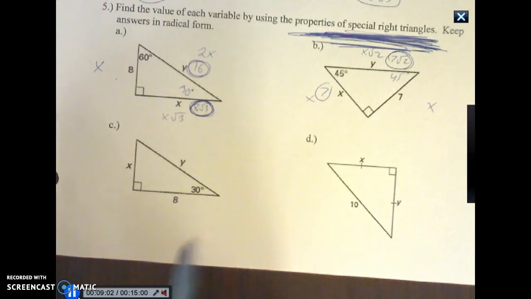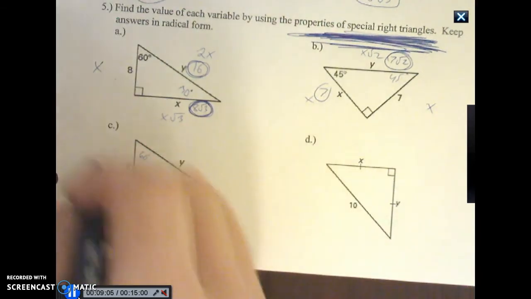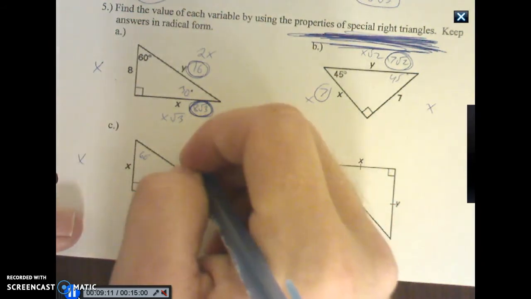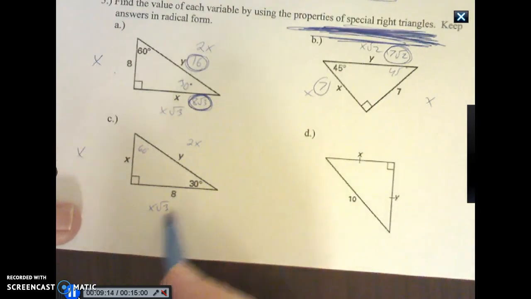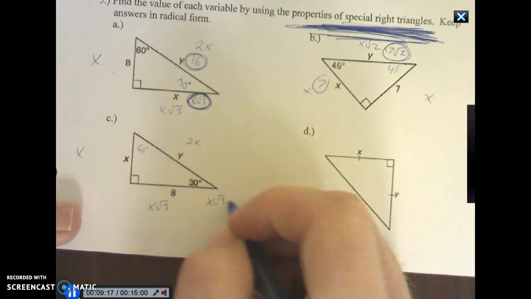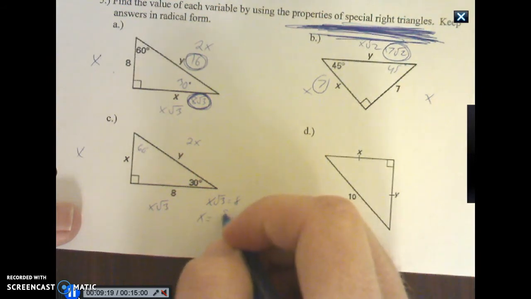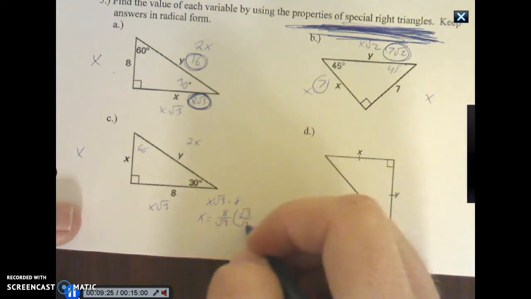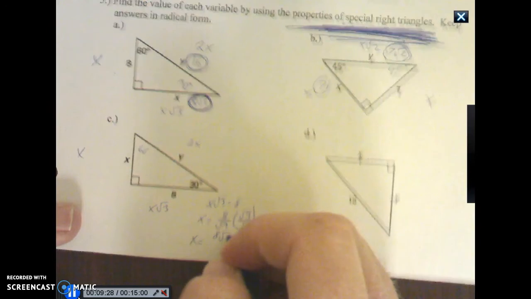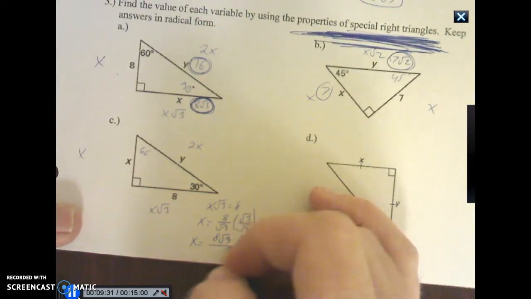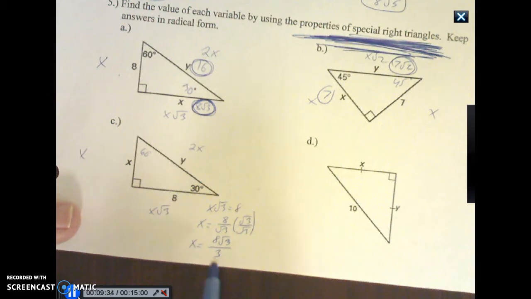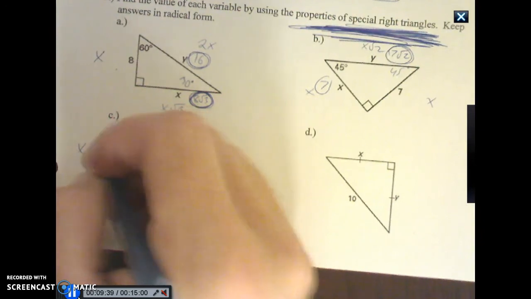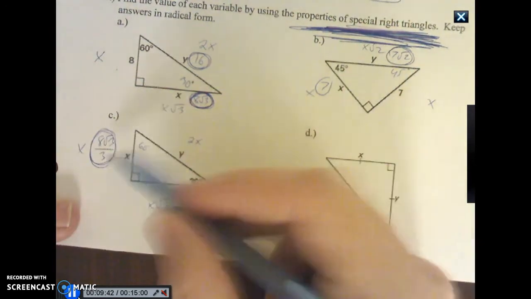Pardon me again. Alright, these are a little bit harder ones. Across from 30 you put x. Across from 60 you put x root 3. Across from 90 you put 2x. Alright, the only thing I can work with is x root 3 equaling 8. Divide both sides by root 3. And we have to rationalize it. Can I divide 8 by 3? Hopefully we're all feeling comfortable enough to say no. So it's 8 root 3 over 3.